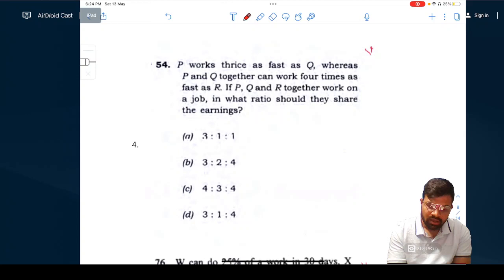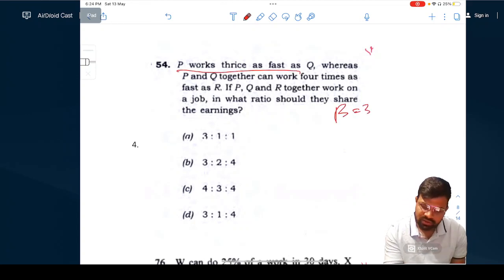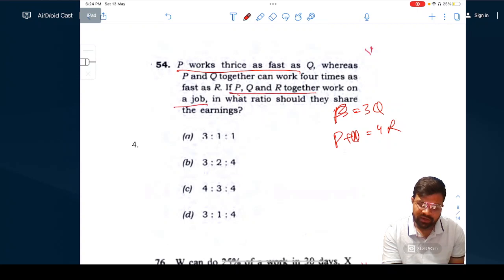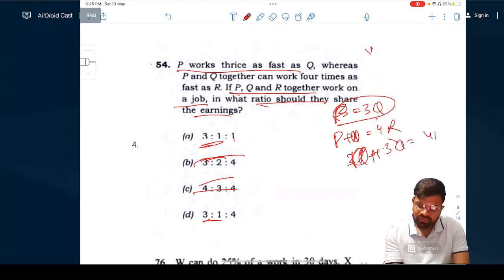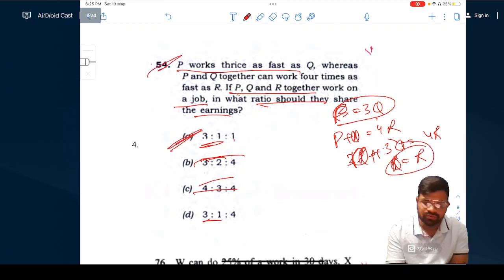Okay, fourth question. P works thrice as fast as Q, so P = 3Q. P and Q together work 4 times as fast as R, so P plus Q = 4R. Remember, these are efficiencies. P, Q and R together work on the job. What is the ratio in which they should share their earnings? So P = 3Q, so P and Q should be in the ratio 3:1, so these options are gone. Now, Q plus 3Q = 4R, so Q = R. So this will be the option. This is the best way to do this question.